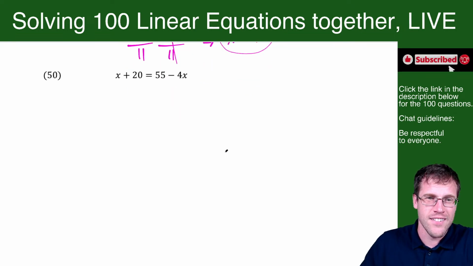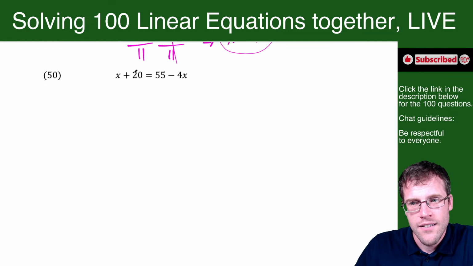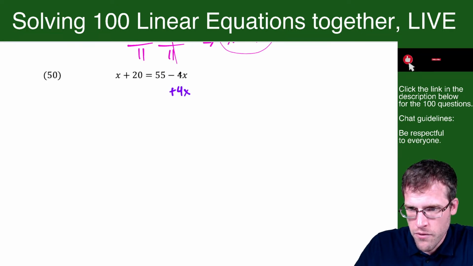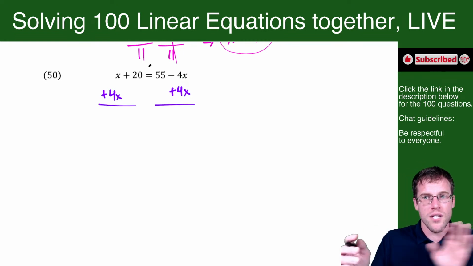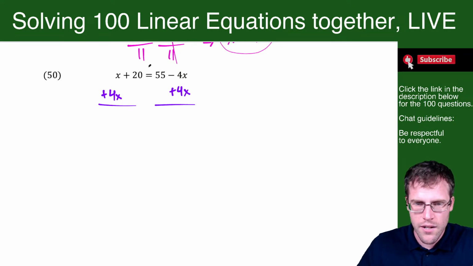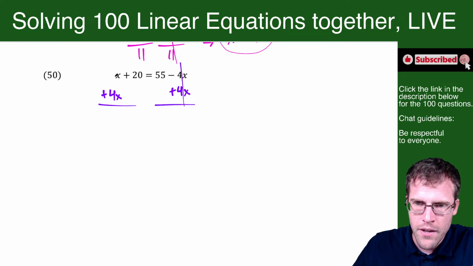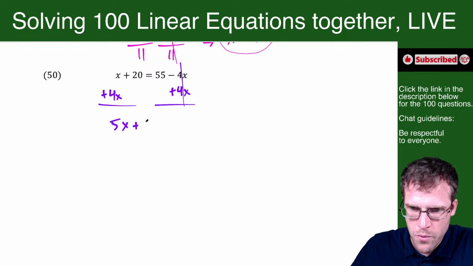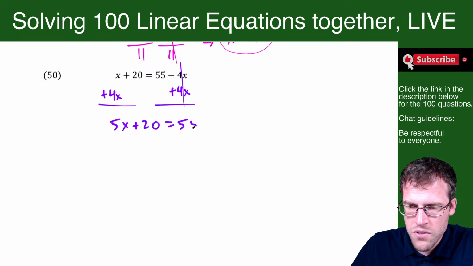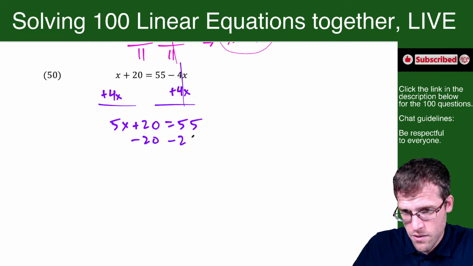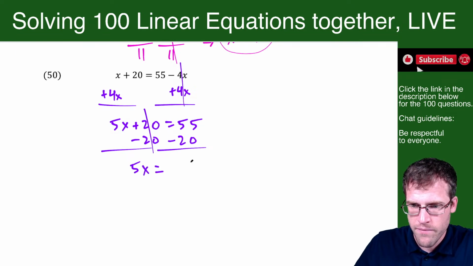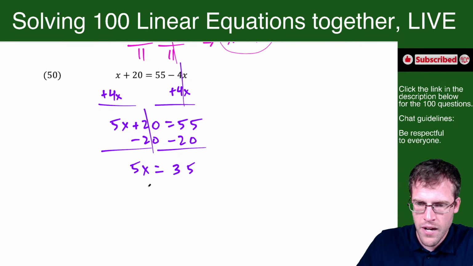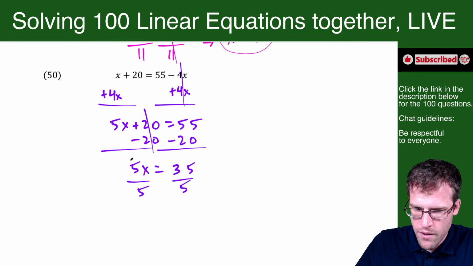Question 50. All right. So here, let's move this one over. To get rid of that minus 4x, we're going to do plus 4x. And remember, the theme when you have x's on both sides is you want the x's on one side. That is the theme for this set of questions that we're at so far. So x plus 4x is 5x, and then we have plus 20 equals 55, and now minus 20 on both sides. 5x equals 55 minus 20 is 35. Divide by 5. And x equals 35 over 5 is 7.